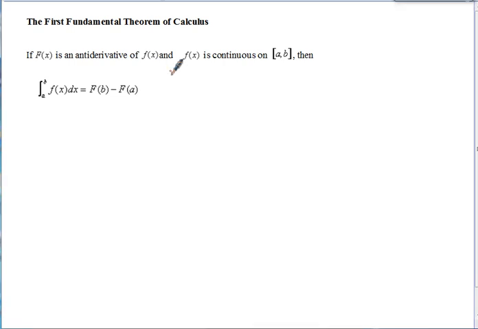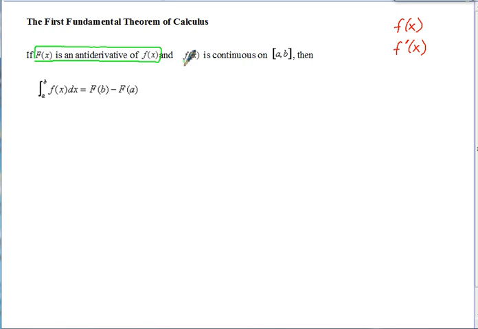Unlike derivatives, where we have a specific notation in function notation, if this is your original function, the derivative is written as f prime of x. For antiderivatives, there's not a specific notation. Oftentimes they'll use a capital letter to represent an antiderivative, but it always has to be defined as that. It doesn't automatically mean the antiderivative. So it says capital F of x is an antiderivative of lowercase f of x.